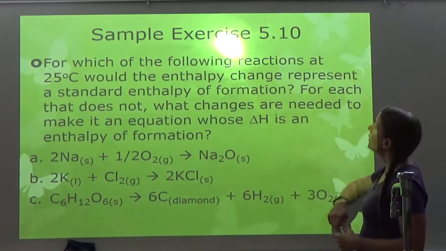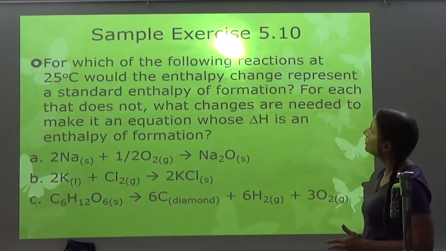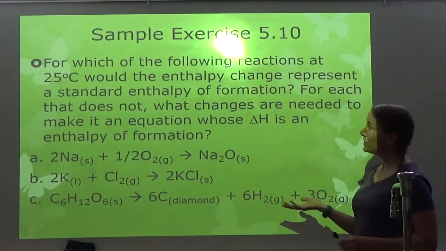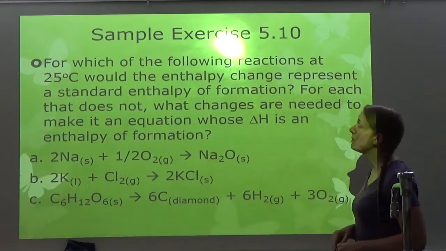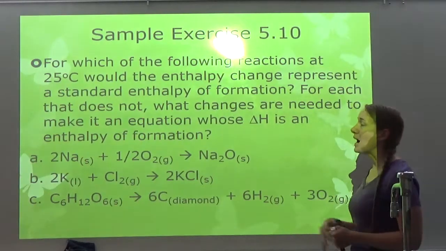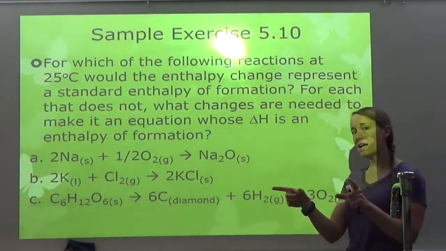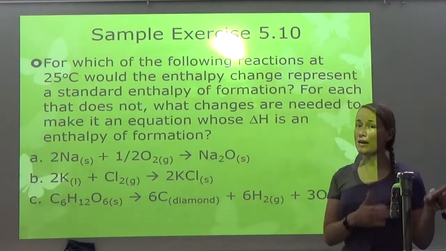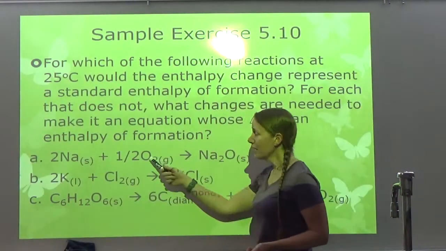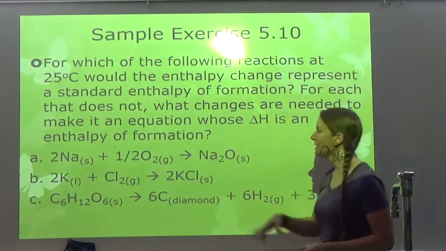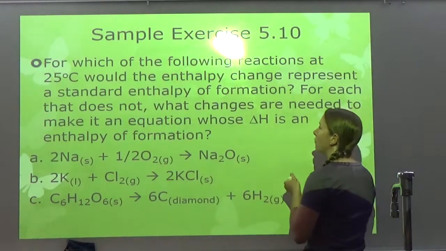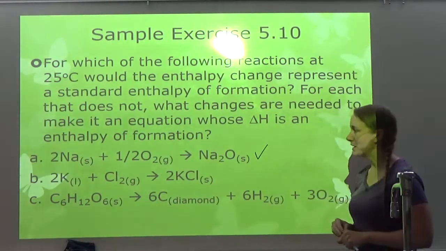Which of the following reactions at 25 degrees Celsius with the enthalpy change represent a standard enthalpy of formation? For each that does not, what changes are needed to make the equation whose delta H is an enthalpy of formation? Alright, so I just need to make sure that I am starting with elements in their standard states to make something. Sodium is naturally a solid, oxygen is naturally O2 gas, and it's going to form sodium oxide solid. That one is a standard enthalpy of formation.